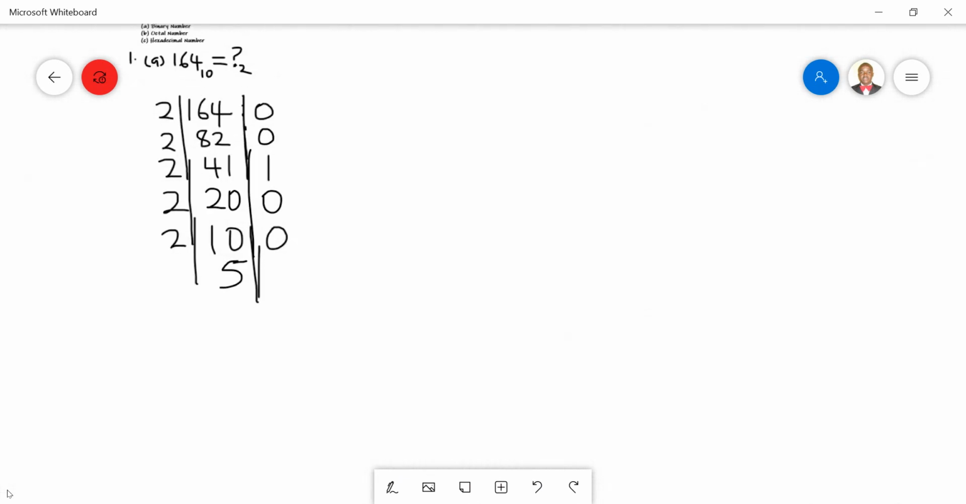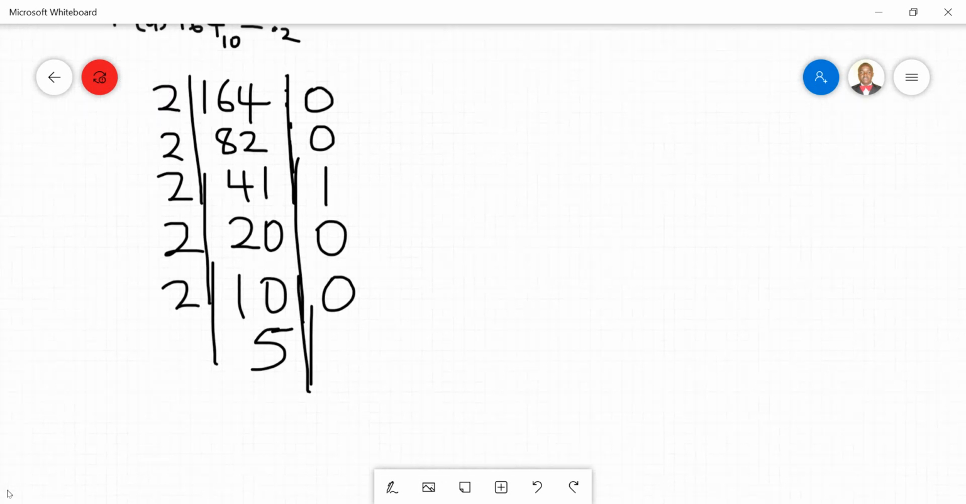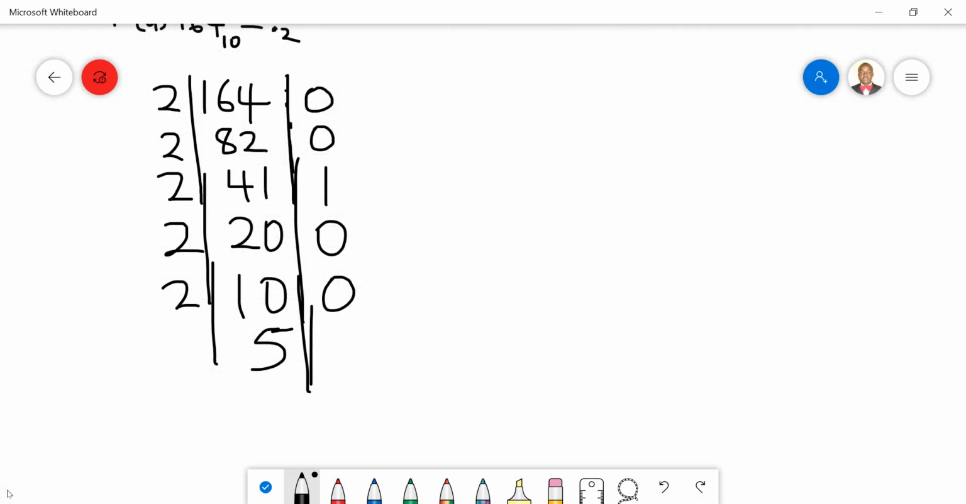So we are continuing. I'll just write it here. Then 2 goes how many times into 5? It goes twice. Does this leave a remainder, because it's 2 comma something? Yes.